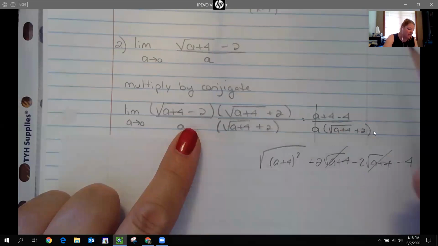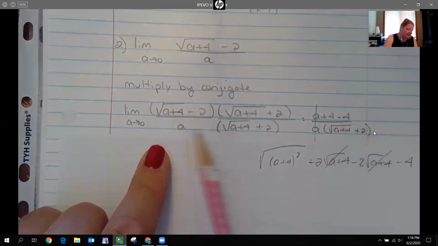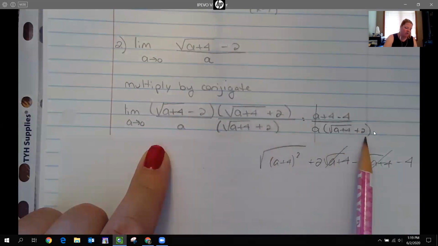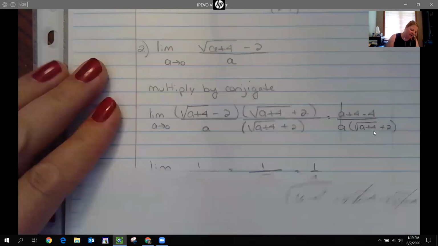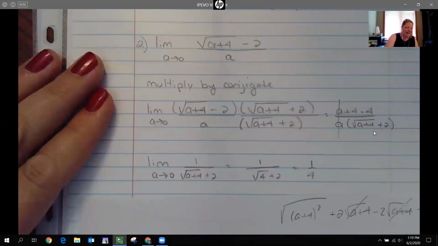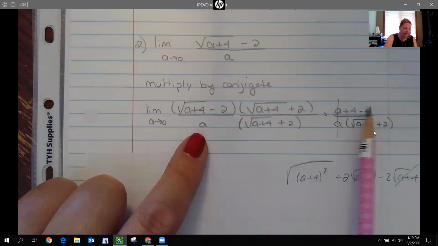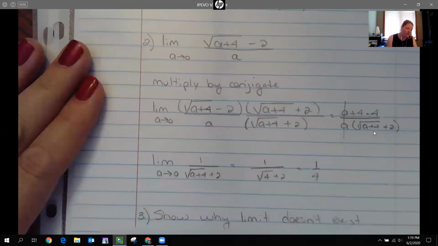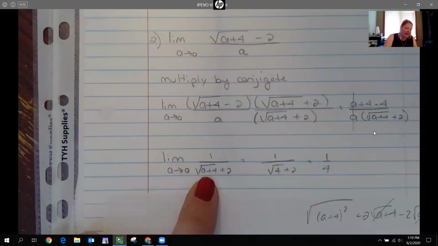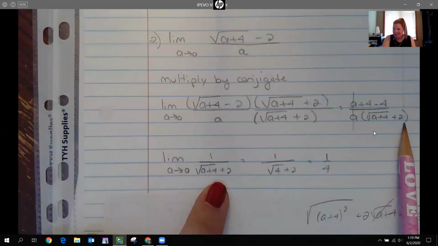And then we multiply the bottom. A times this is a times that. A times 2 is 2a. I didn't show it all the way out yet, because the a's canceled. I left the a out so the a's could cancel. So really I'm going to have 1 over the square root of a plus 4 plus 2. So the simplifying is by far just a little bit hard.